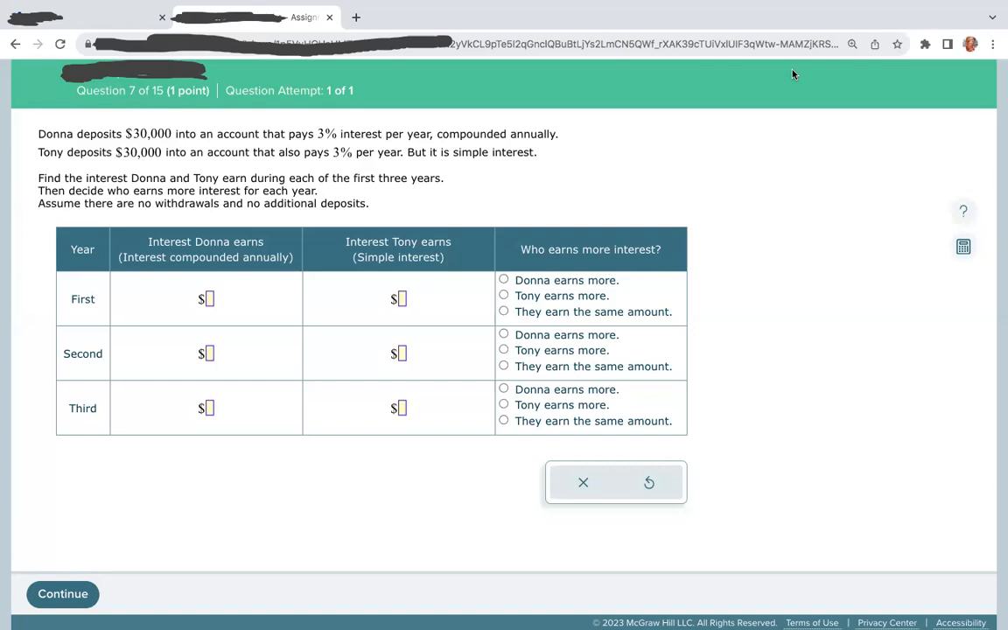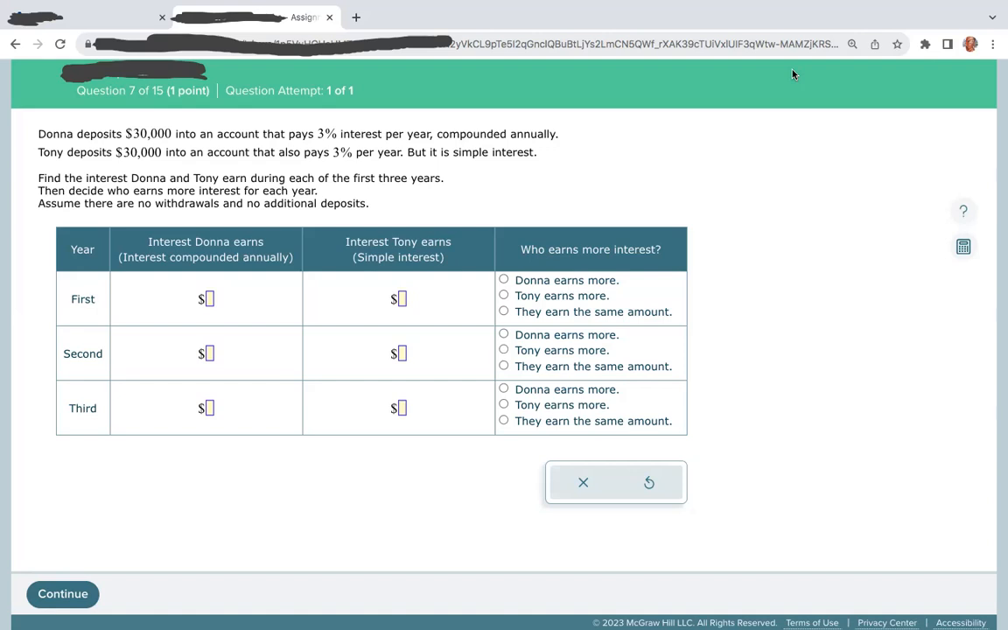Over here, you've got Donna who deposits $30,000 into an account that pays 3% interest per year, and it's compounded annually, versus Tony, who deposits $30,000 into an account that also pays 3% per year, but his is at simple interest. So your job is to find the interest Donna and Tony earned during each of the first 3 years, then decide who earns more interest for each year. Assume there's no withdrawals and additional deposits.